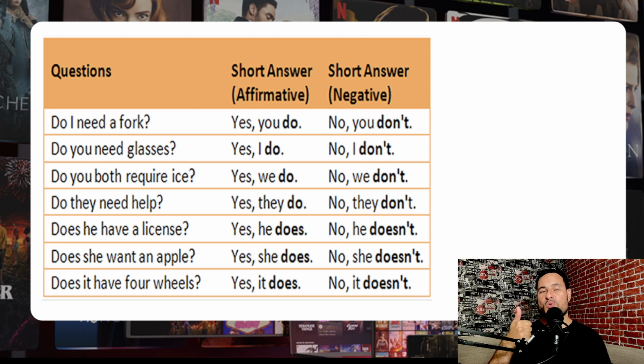Do you both require ice? Yes, I do. Yes, we do. No, we don't. Do they need help? Yes, they do. No, they don't. Does he have a license? Yes, he does. No, he doesn't. Does she want an apple? Yes, she does. No, she doesn't. Does it have four wheels? Yes, it does. No, it doesn't.